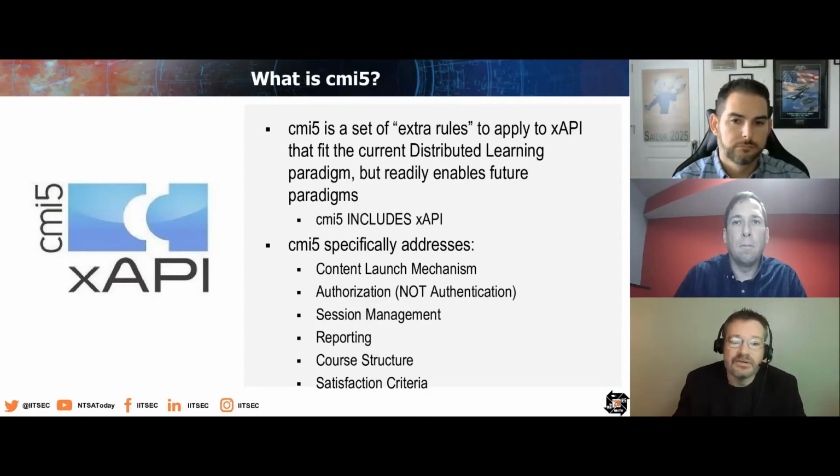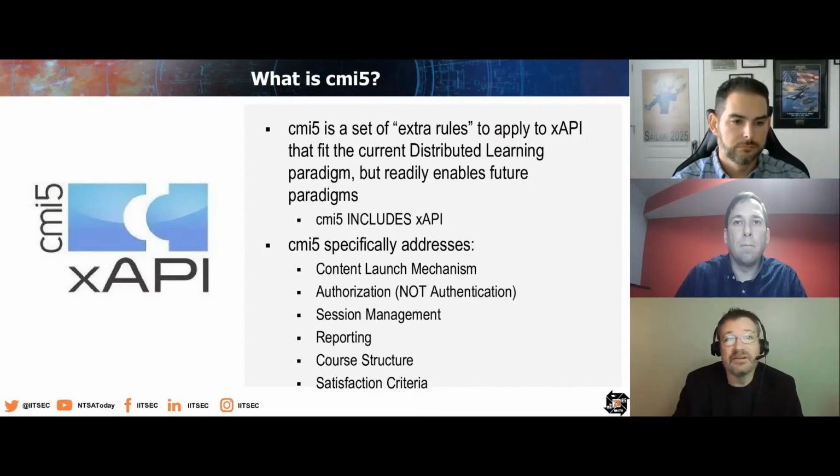cmi5 is essentially a set of extra rules applied to xAPI in the LMS launches content scenario. It is very extensible and it inherits that extensibility from xAPI itself. So it just comes along for free by using xAPI as the base data transport and storage mechanism for cmi5. Let's look at some of the things that are included in cmi5.